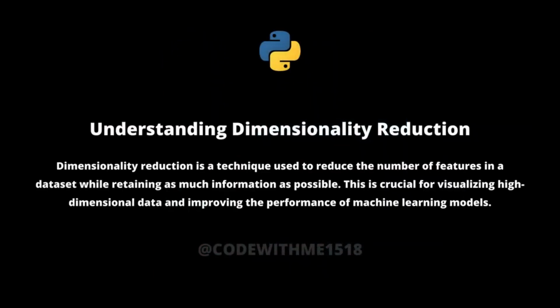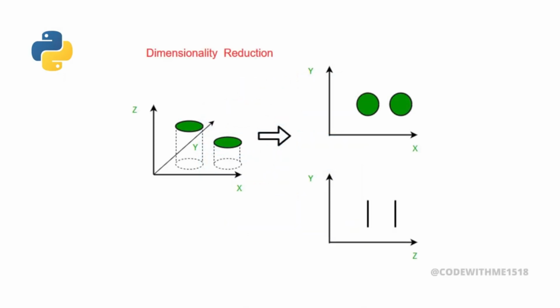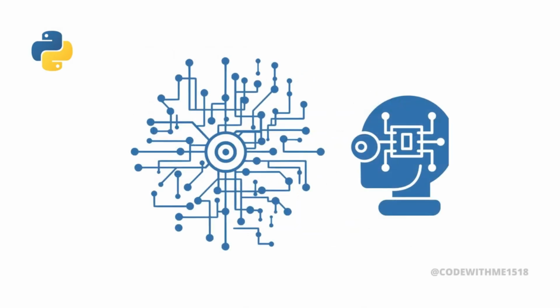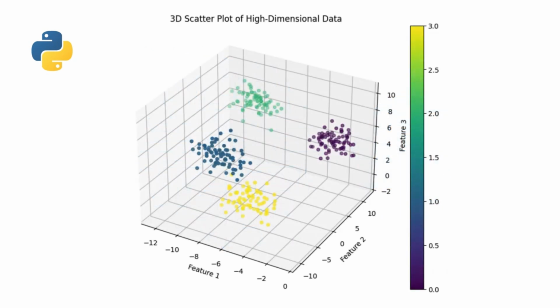Dimensionality reduction is a technique used to reduce the number of features in a dataset while retaining as much information as possible. This is crucial for visualizing high-dimensional data and improving the performance of machine learning models. Here's a simple example of a high-dimensional dataset that we will reduce to 2D for easier visualization.